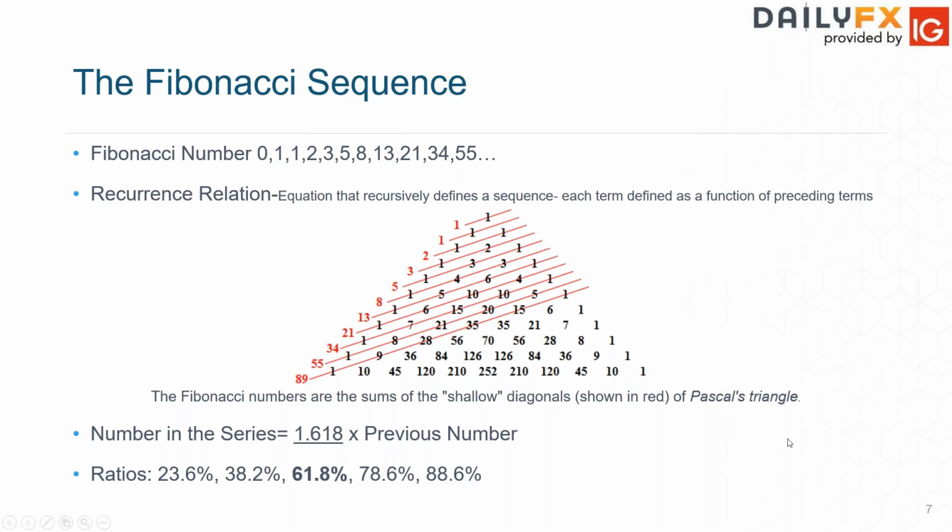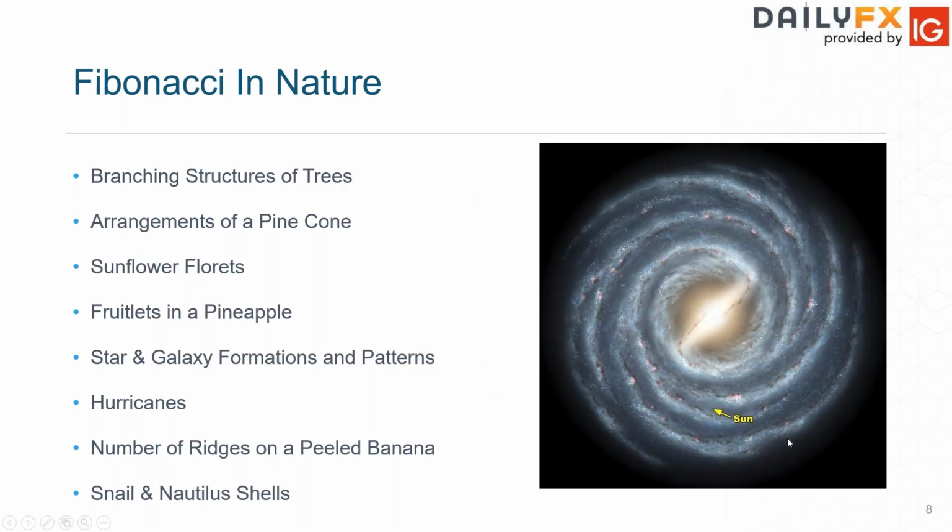Now, what is this stuff? Is it witchcraft? Where does it come from to begin with? It turns out Fibonacci is apparent everywhere in nature, whether it's the branching structure of a tree, the arrangement of a pine cone or sunflower florets, or galaxy formation. If you're a surfer, you know the sweet spot of the wave is actually a Fibonacci ratio, right?